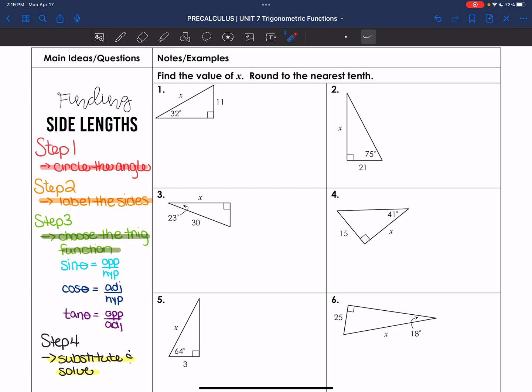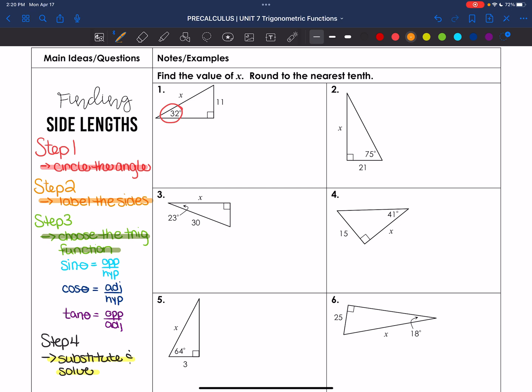So let's go ahead and begin by being aware of the steps that are required for finding side lengths in right triangles. The first thing that you're going to need to do is circle the angle that you are referencing. In our case, that's going to be this angle right here. Then you're going to label the sides. That's step number 2, specifically the sides that we either know the value of or are looking to find.